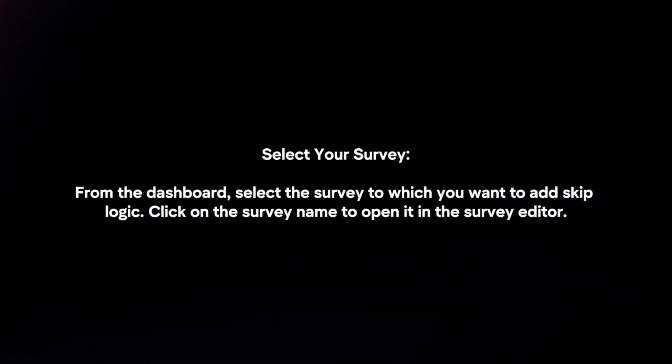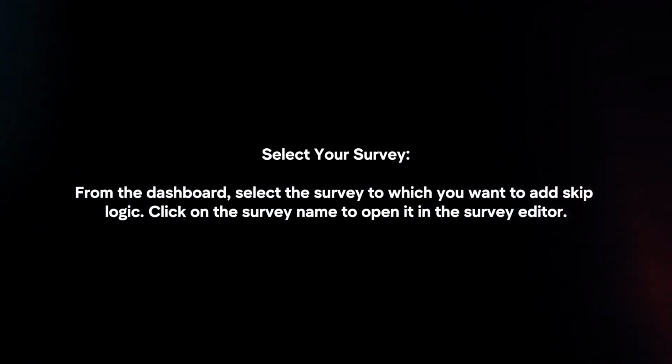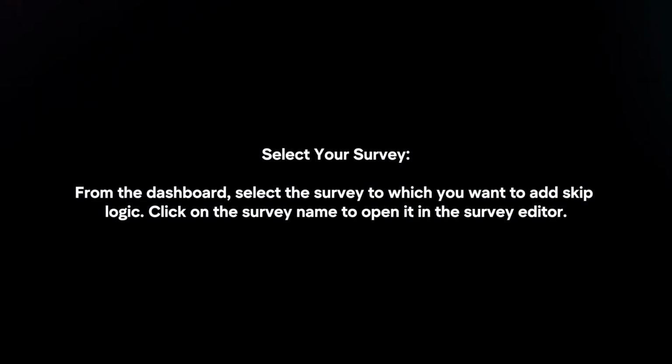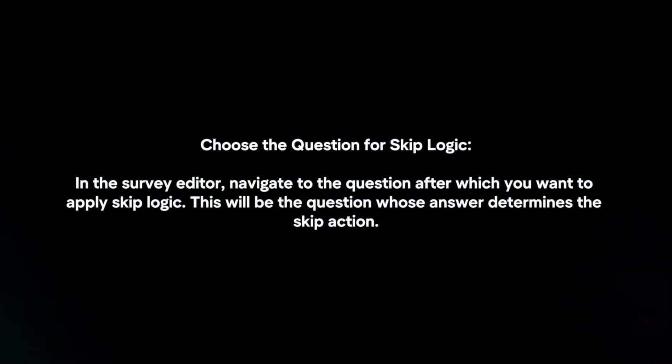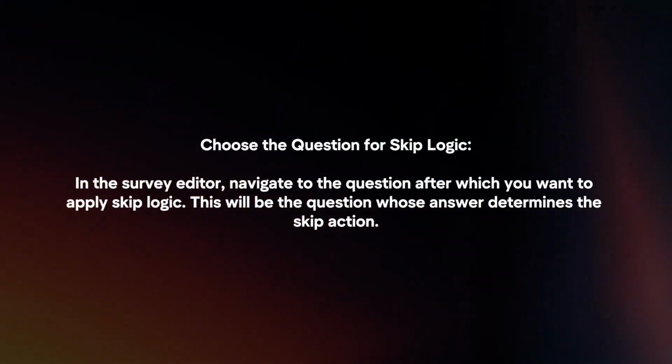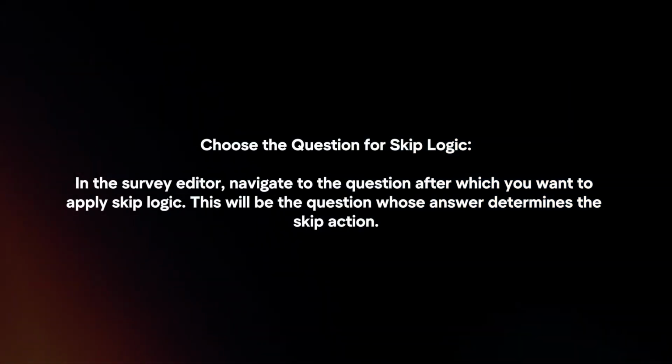Select your survey. From the dashboard, select the survey to which you want to add skip logic. Click on the survey name to open it in the survey editor. Choose the question for skip logic. In the survey editor, navigate to the question after which you want to apply skip logic. This will be the question whose answer determines the skip action.